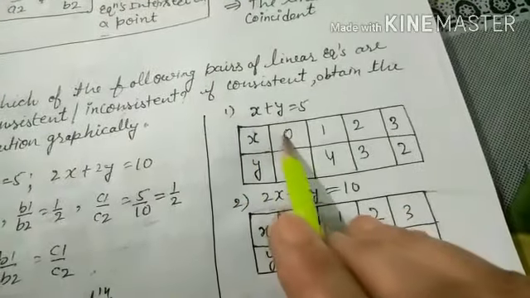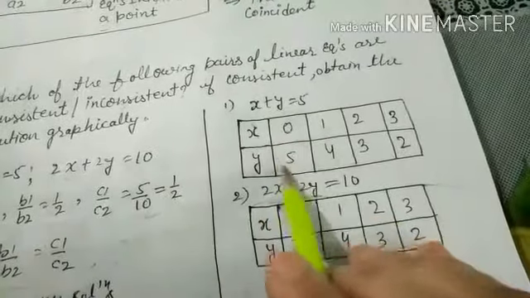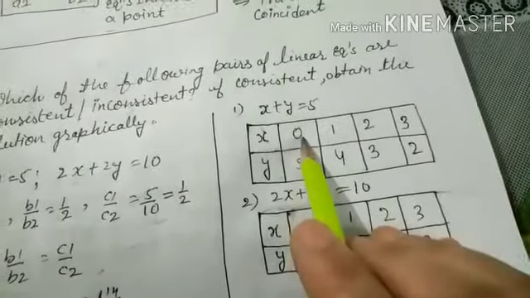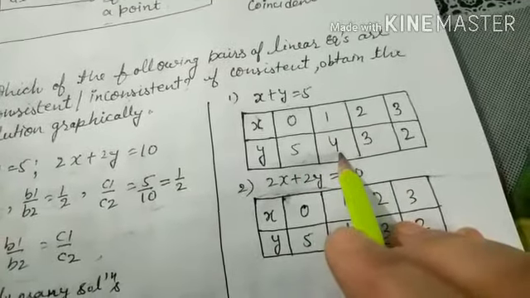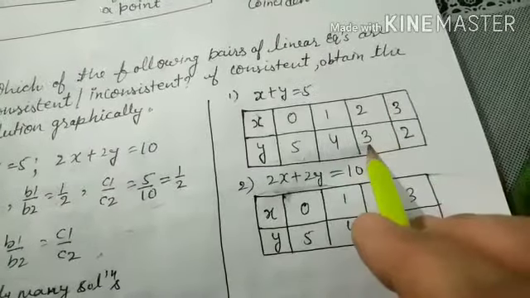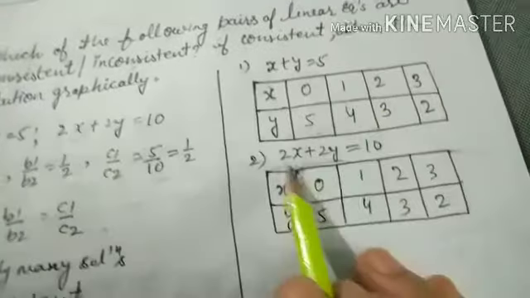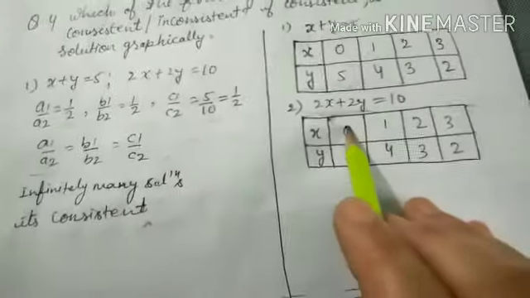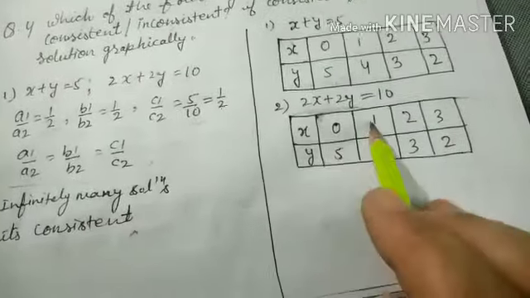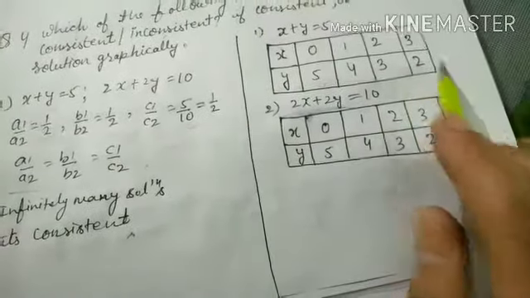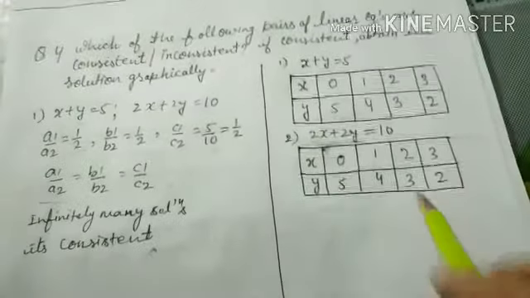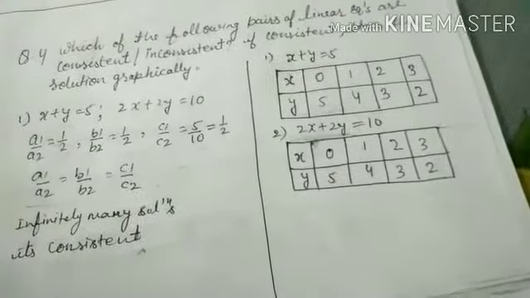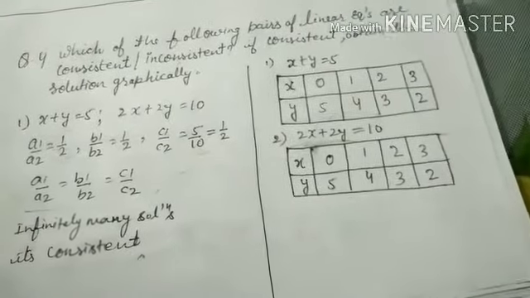We will put the value of x here and find out the value of y. We are putting x equals 0, the value of y is 5; x equals 1, the value of y is 4; x equals 2, the value of y is 3. Similarly, in the second table, again we will put the value of x and find the value of y. These two tables we will make, and after that we will plot all these values on the graph.